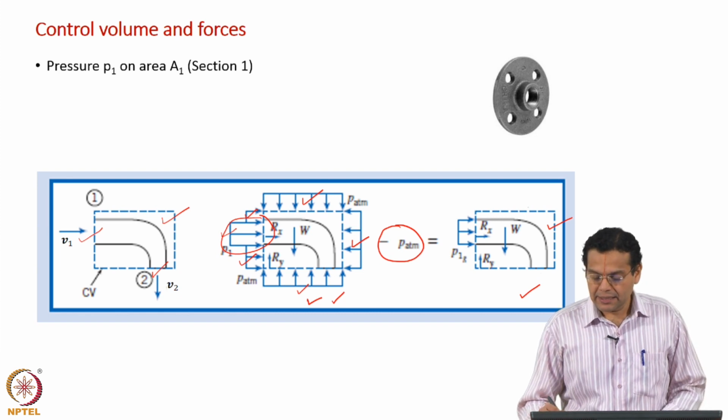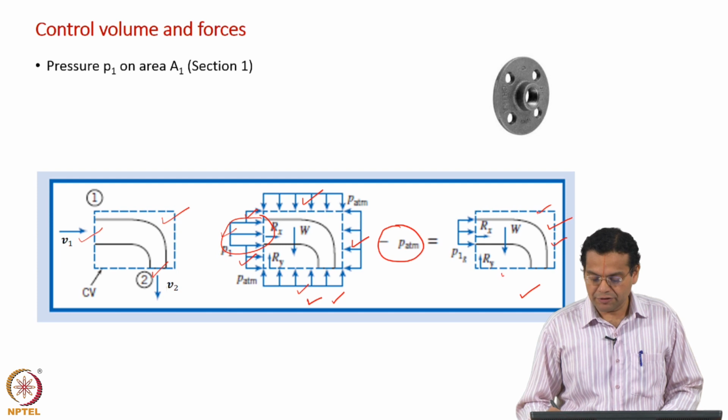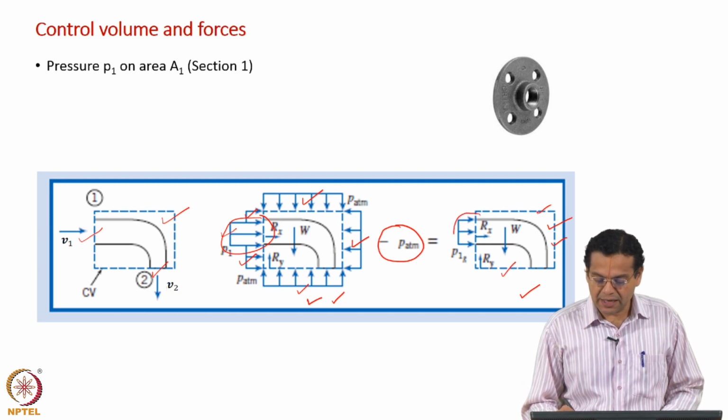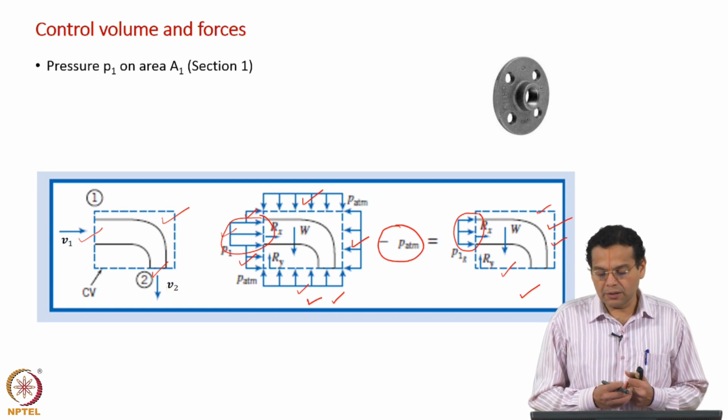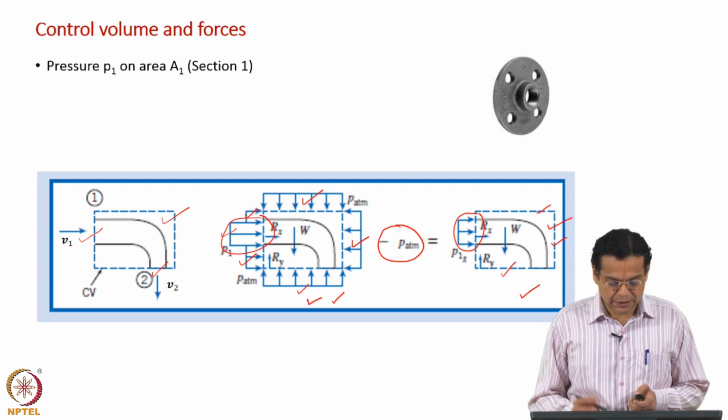What is the advantage? Everywhere it will be 0 on all the surfaces; only in the region of the inlet or outlet will you have a non-zero value. In terms of problem solving, it becomes simpler. P1G represents the gauge pressure.